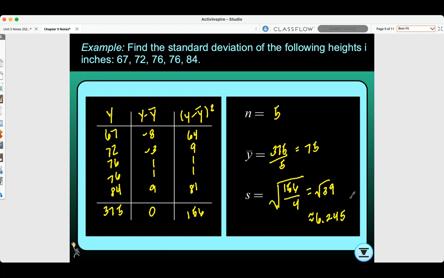And this would be if you had to show it by hand. You can also use your calculator to find this.